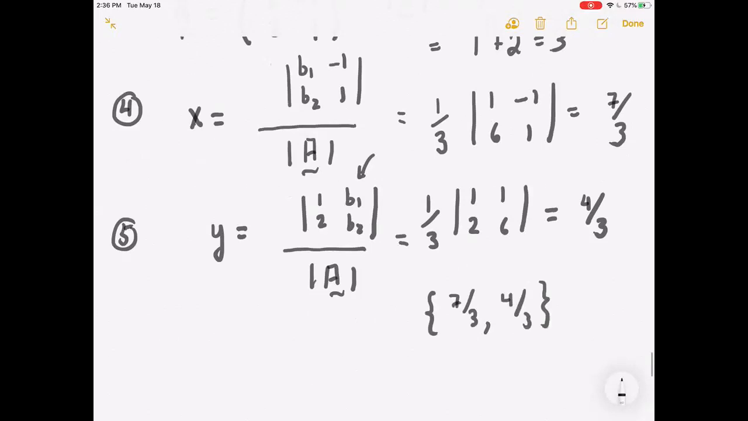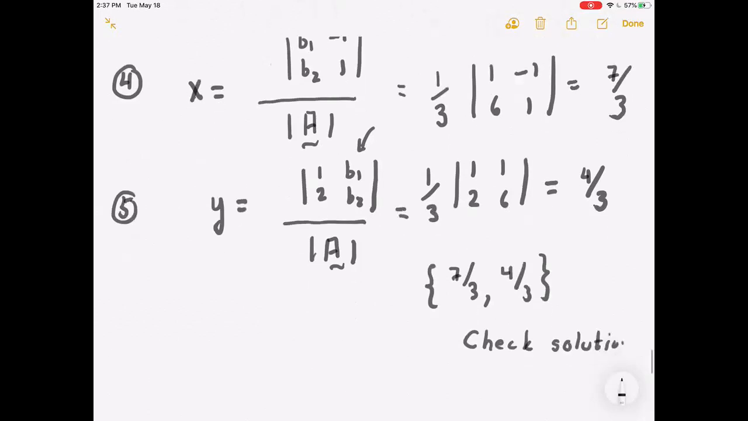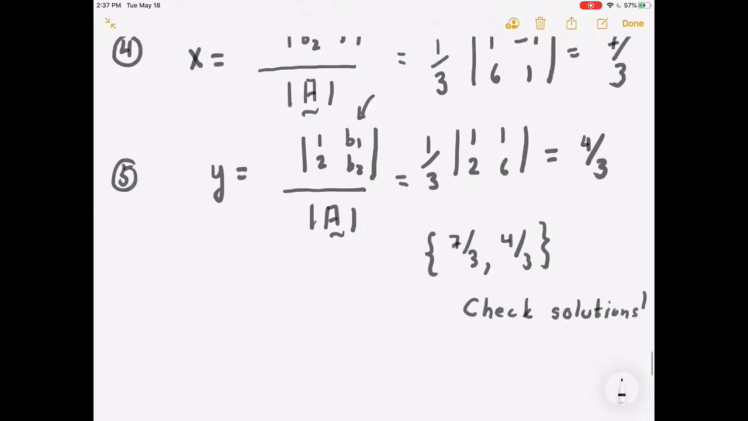You may argue that we got this solution in the same amount of time that we did using the brute force method, but that is going to change when you get to higher order problems. 3 equations, 3 unknowns, 4 equations, 4 unknowns, etc. And again, please, when you get a solution to a problem like this, please check the solutions. Go back and take these and plug them into the original equations to see that they satisfy everything.